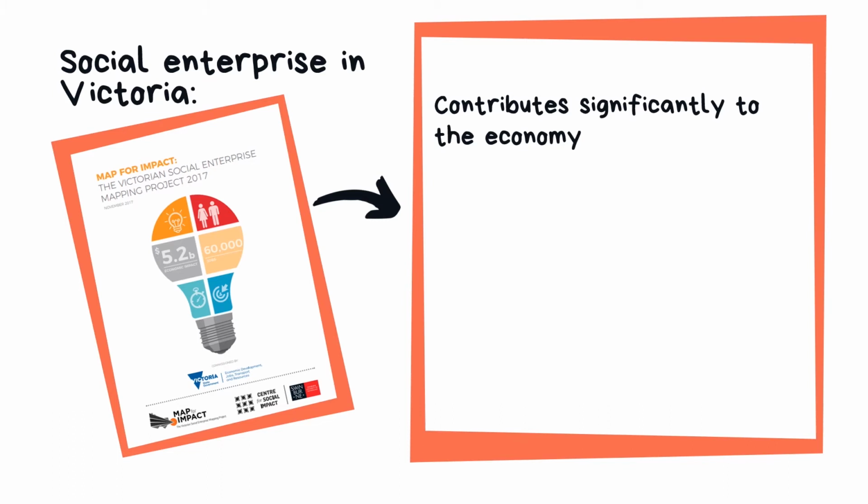From that research, we know that at a macro level, at the time, Victorian social enterprises were contributing $5.2 billion to the Victorian economy and creating 60,000 jobs for Victorians, including 12,000 jobs for people with disability, 4,000 jobs for long-term unemployed people, and 985 jobs for Indigenous Australians.